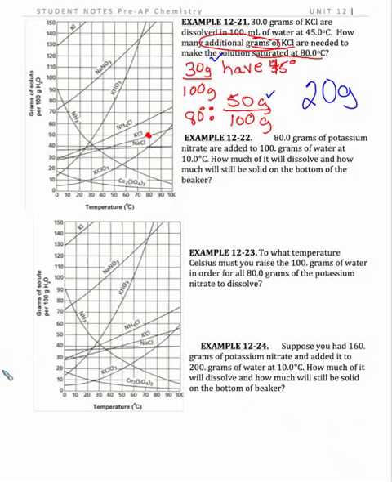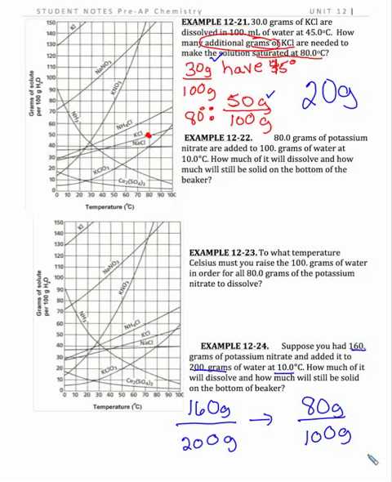Okay, let's jump down to 24. That's a tricky one. Let's take a look at that from the graph. We have 160 grams of potassium nitrate added to 200 grams of water at 100 degrees Celsius. How much will dissolve and how much will stay on the bottom? Well, if I have 160 grams per 200 grams of water, that means I would have 80 grams in 100 grams of water.